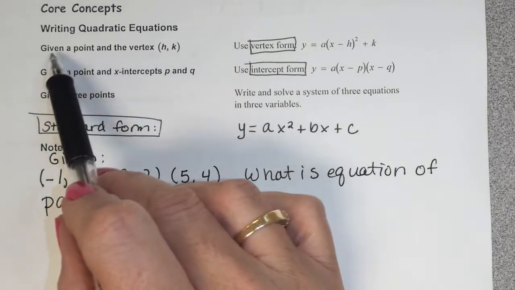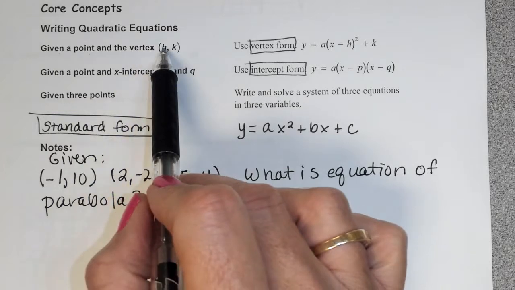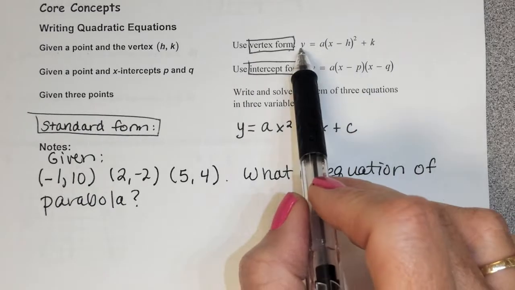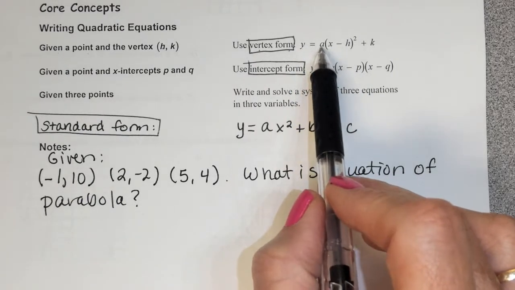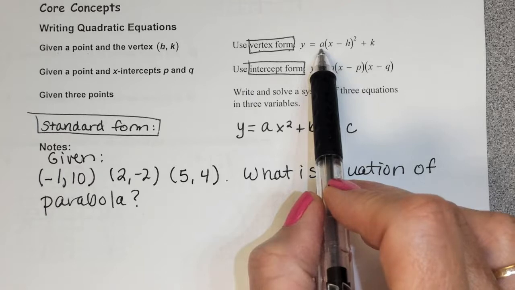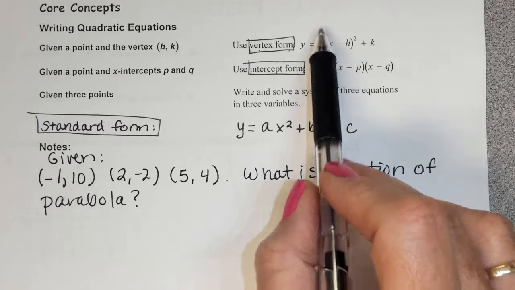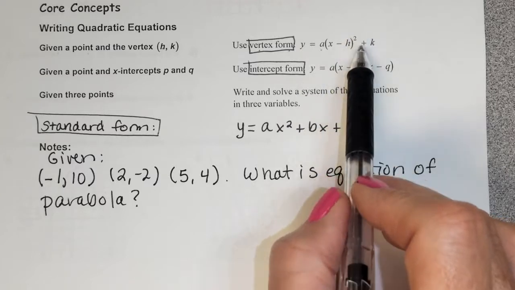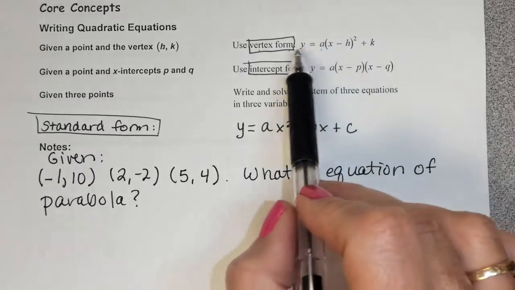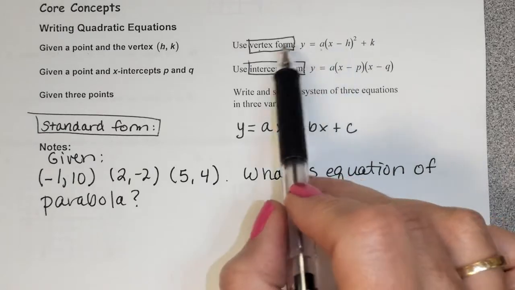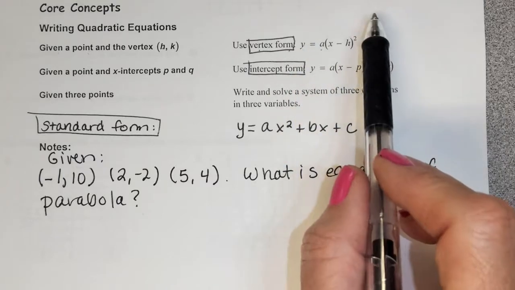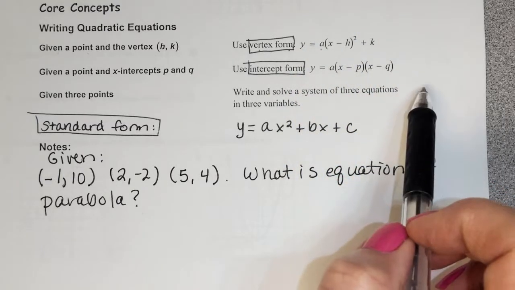So the first way is if we are given a point and the vertex, we're going to use this vertex form. Here's the vertex form. Y equals A. And by the way, what would A be the same as? 1 over 4P, right? So we just call it A so we don't have to write 1 over 4P every time. So Y equals A, X minus H squared plus K. This could be an X here and a Y here, but we're not going to make it that difficult in this section. We're just going to stick with the parabolas that open either up or down.